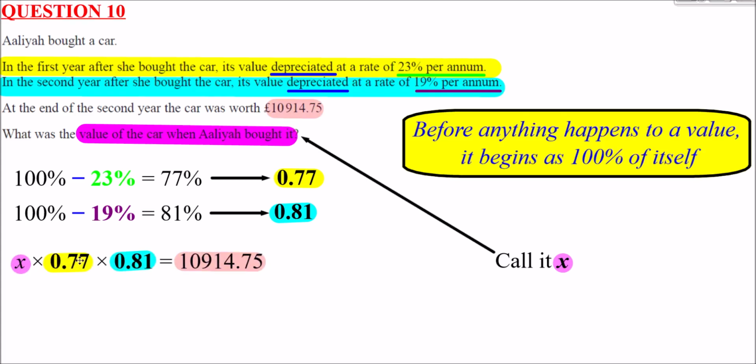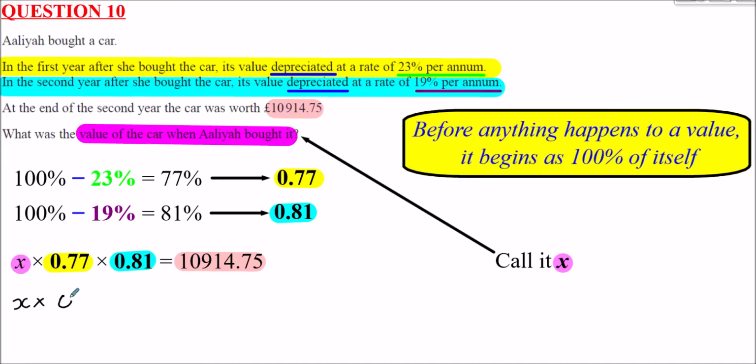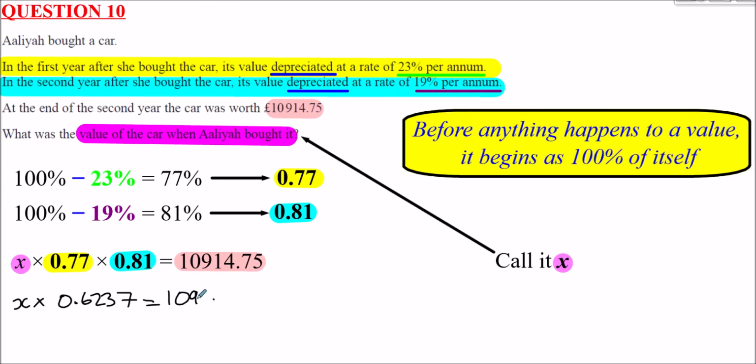So in other words, the equation we're going to have is this. Initial value, after the first year it loses a bit of value, times by 0.81 for losing 19% at the end of the second year. That gives us its final value. So we can actually simplify this quite a lot. So first of all, 0.77 multiplied by 0.81, we can work out. That gives us an answer of 0.6237. So x multiplied by 0.6237 equals 10914.75.